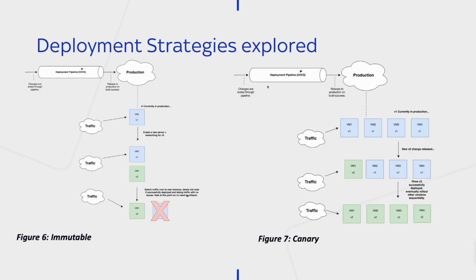Now, moving on to the other two, we explored two additional deployment strategies: immutable deployments and canary deployments. Starting with immutable deployments on the left, this approach replaces the entire infrastructure with a new version. No updates are applied to existing instances, instead, new ones are provisioned. While this ensures consistency and reduces the risk of configuration drift, it's often too resource intensive and slow for dynamic software as a service environments where speed and partial rollouts are preferred.